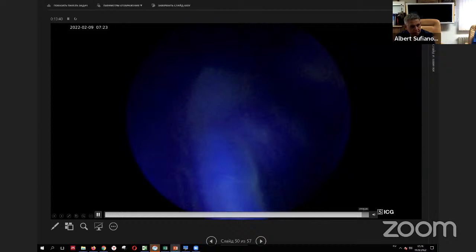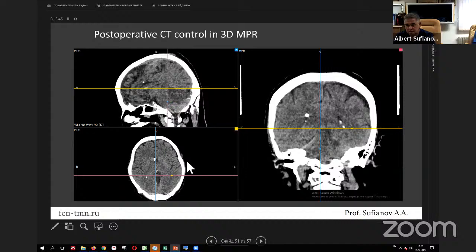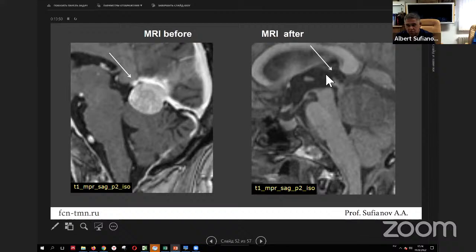This is after operation. Practically total removal. This is meningioma, grade one.